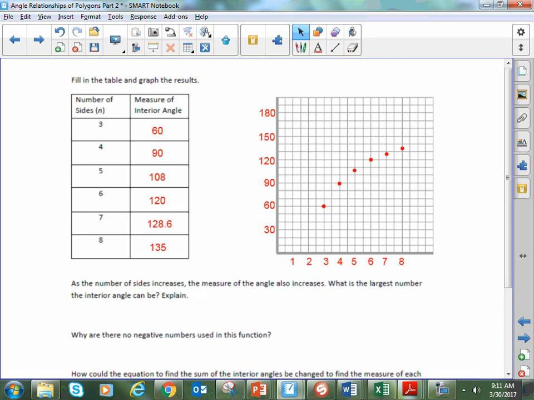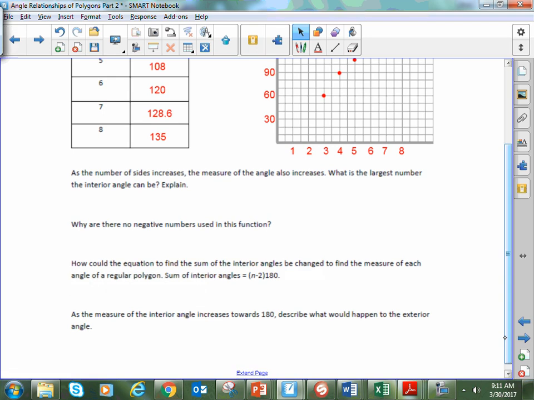So at 3 sides I have 60 degrees, and at 4 sides 90 degrees, and so on. And this is also going to reiterate the idea that no, this is not a linear function. There's a definite bend in the set of points that we see here. So as the number of sides increases, the measure of the angle also increases. What's the largest that the interior angle can be?